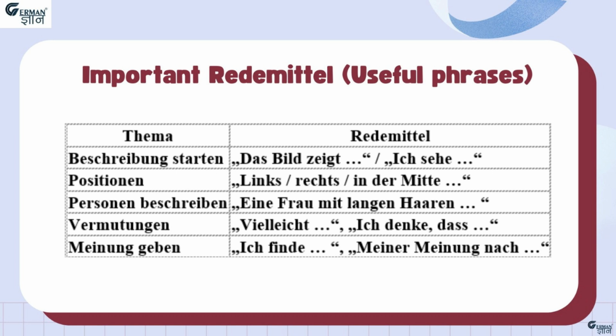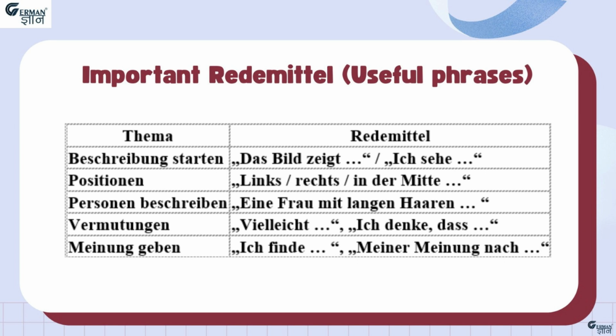Now some of the important ready-made phrases which you can use to describe the picture. So first, when you start describing the picture, you can use das Bild zeigt, meaning the picture shows, or ich sehe, meaning I see. Then when you want to tell the location of persons or something else, you can use links, rechts or in der Mitte. Then when you want to describe a person, you can say eine Frau mit langen Haaren, meaning a woman with long hair. So like this you can describe how a person looks.